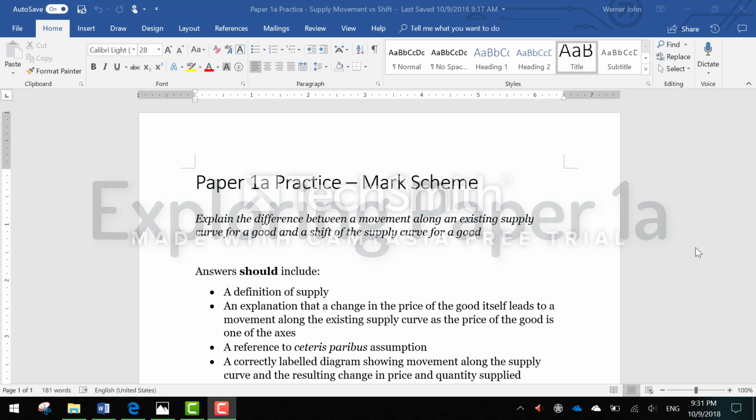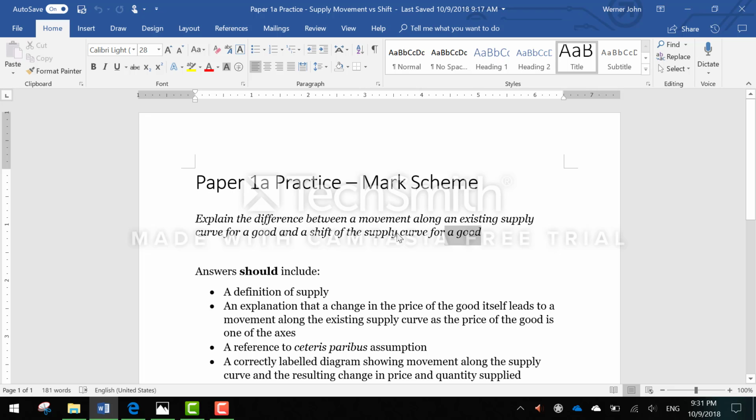Okay, what you see on the screen here is a mark scheme. First thing we want to look at is the question. It says explain the difference between a movement along an existing supply curve and a shift of the supply curve. And this is the question we did in class, but these steps and this analysis and walkthrough can be applied to any Paper 1A question.